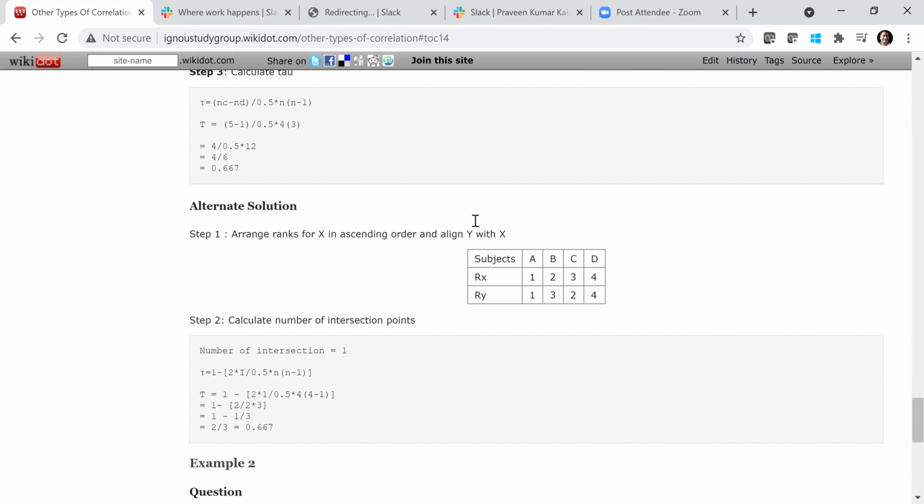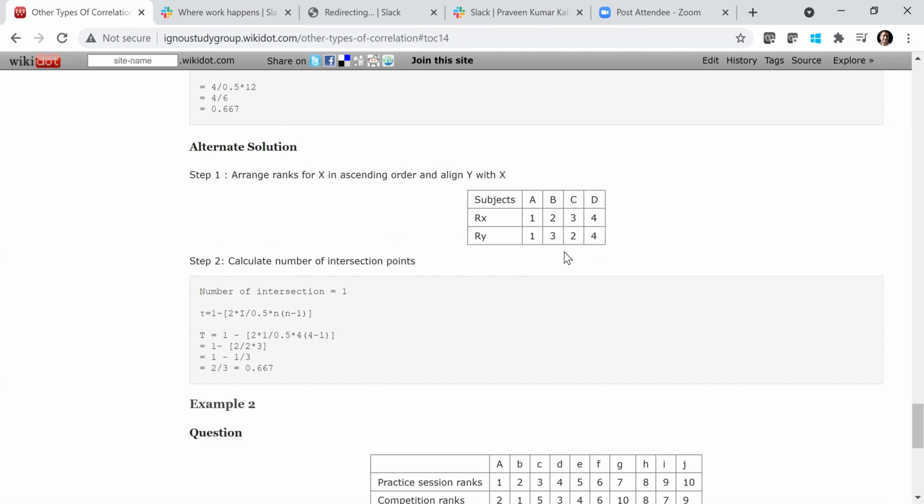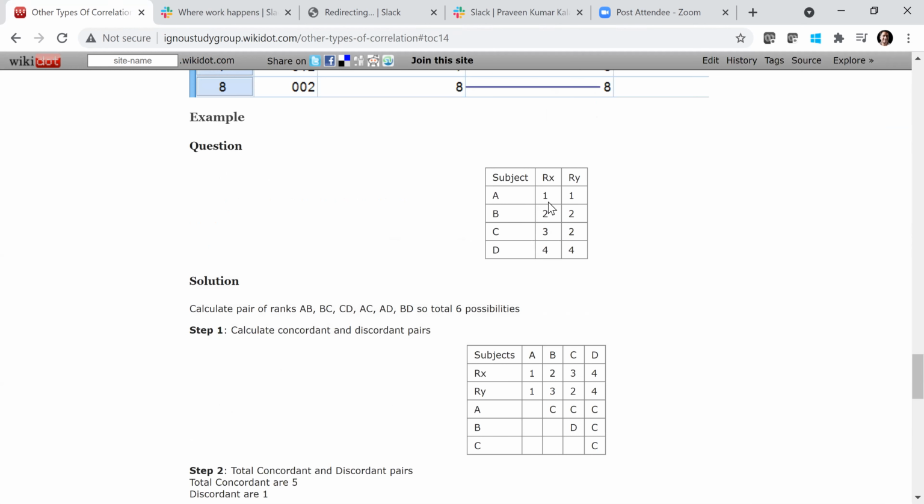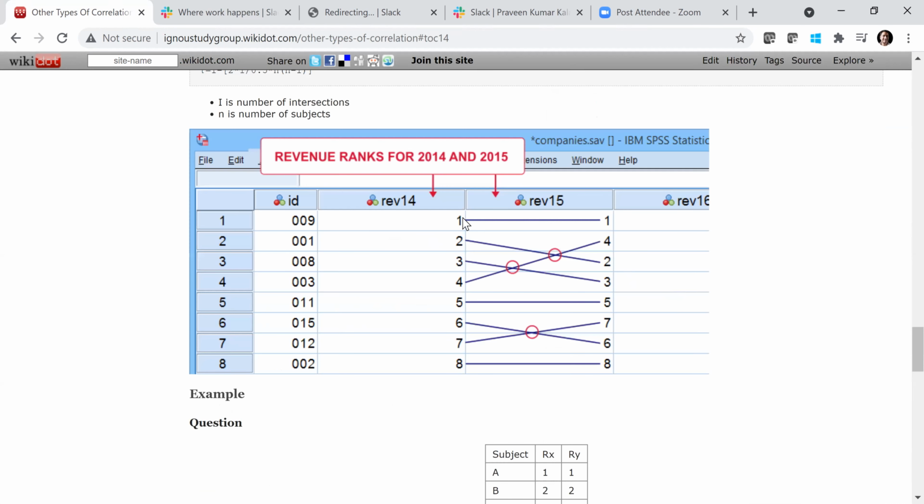This is another alternate solution, which I would not really explain in detail. The other alternate solution is you have A's rank, you have B's rank. You can draw a line from A to B, matching the ranks, right? Let's say you draw a line from 1 to 1, 2 to 2, 3 to 3, 4 to 4. If you draw all the lines and calculate the number of intersections that are happening, based on those number of intersections, there is another formula.